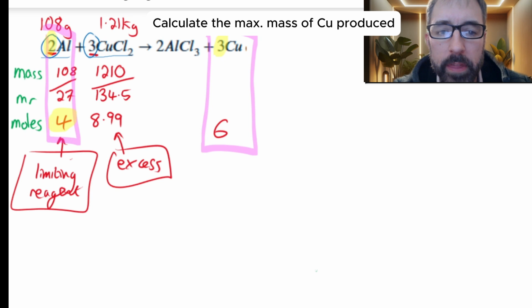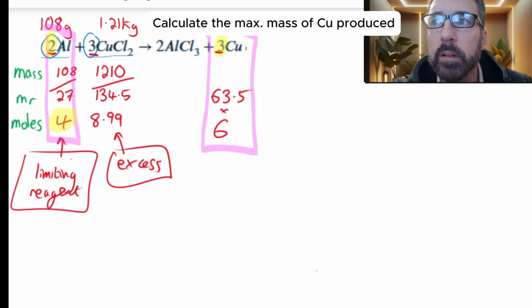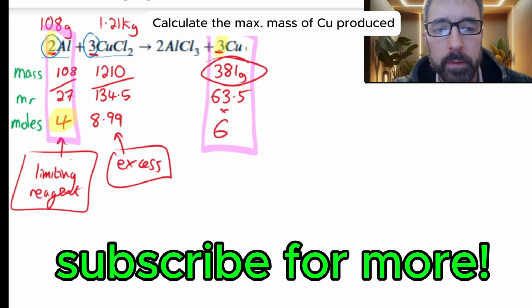We know from our periodic table that the MR of copper, again, remember, we don't use the 3 unless we're doing the comparison. Working out the MR, you don't care about the big numbers. So from your periodic table, or they might have given it to you in the question, sometimes depending on what level, the MR of copper is 63.5. And to work out mass equals MR times moles. 6 times 63.5 equals 381 grams. That will be lots of marks.